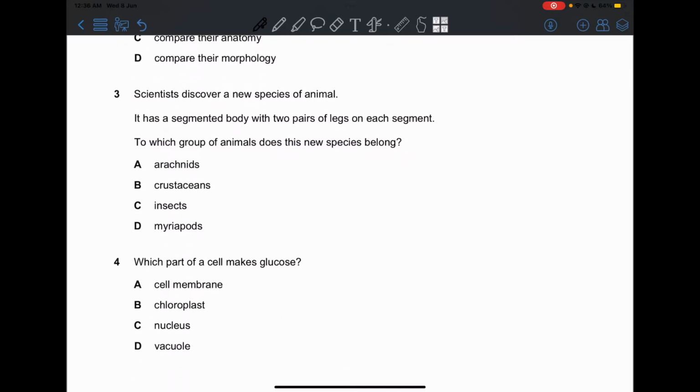Number 3, scientists discover a new species of animal. It has a segmented body with 2 pairs of legs on each segment. So that means they have a segmented body with maybe many segments, and each segment has 2 pairs of legs, which means they have 4 legs on each segment. So that is the myriapods.